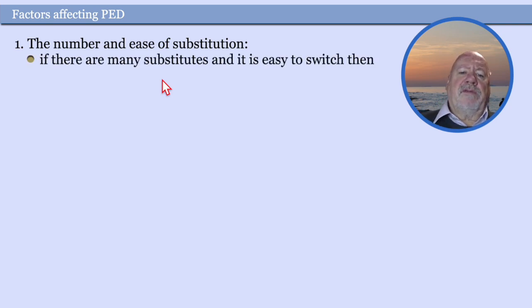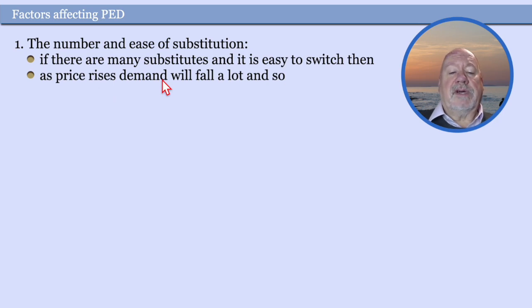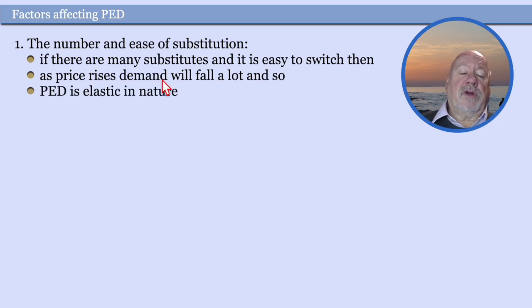So the first thing that we argue is that it depends on the number of substitutes and the ease with which you can substitute your goods. So if you've got many substitutes in a market and it's easy to switch, then as the price rises, you're going to find that the demand for that particular product will fall a lot, and so you're going to find that the PED is elastic in nature. So lots of substitutes, easy to substitute, elastic demand.